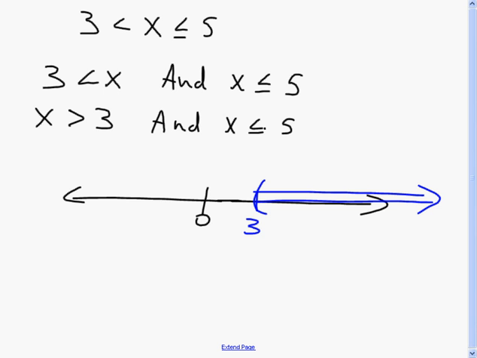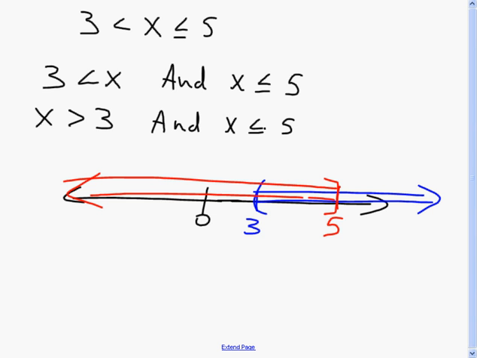And in red here, I'm going to do everything where x is less than or equal to 5. So I have a bracket at 5. And I want to shade everything less than that, so I'm going to shade everything to the left. So that picture leads me to my answer that I'm going to write in interval notation.